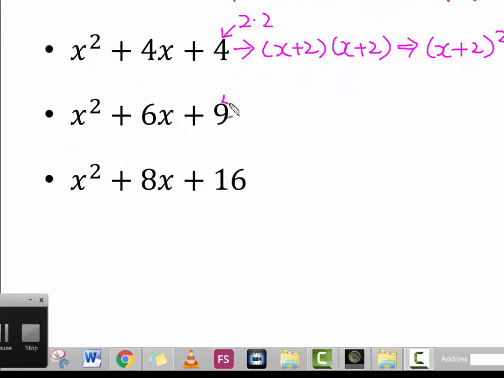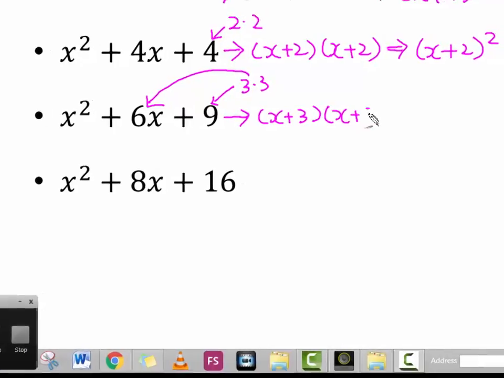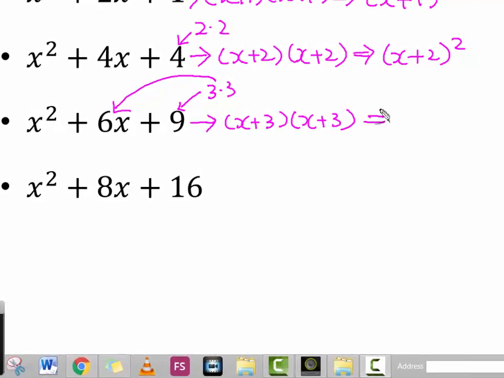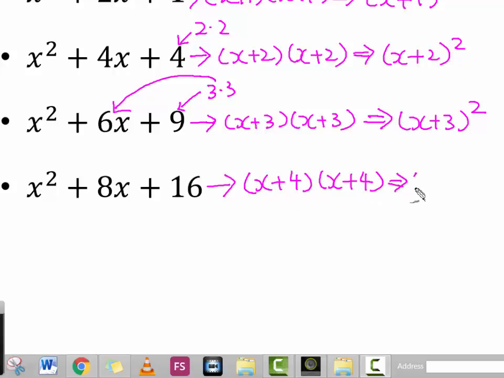We're doing the same thing here. The factors of 9 are 3 and 3, and the sum is 6. So we have x plus 3 times x plus 3, which is the factor form of this trinomial. So we end up getting x plus 3 whole square. For the same reason right here, we're going to end up with x plus 4 times x plus 4, and then we have x plus 4 whole square. And this one is what we call a perfect square trinomial expression.